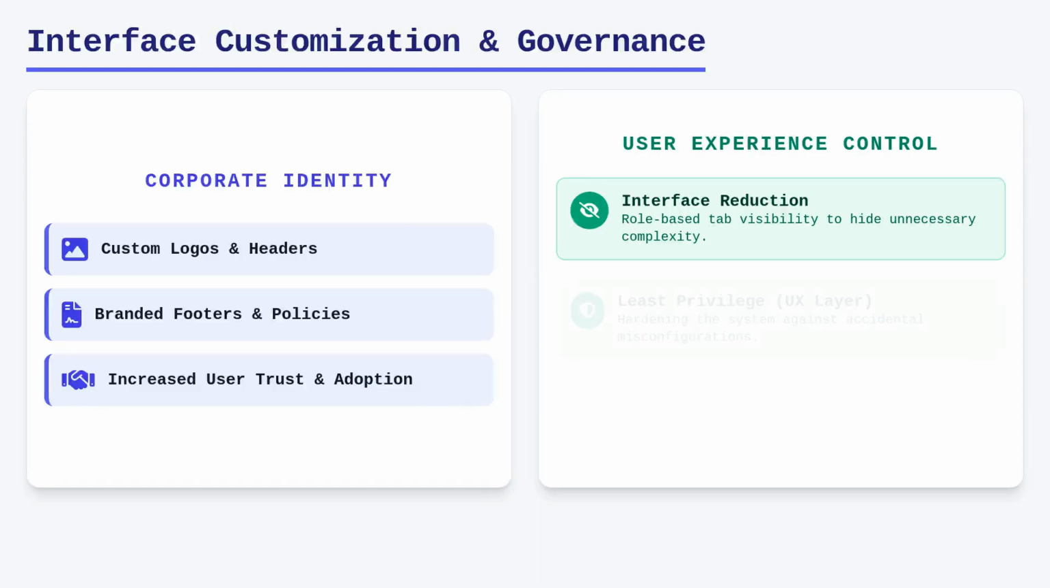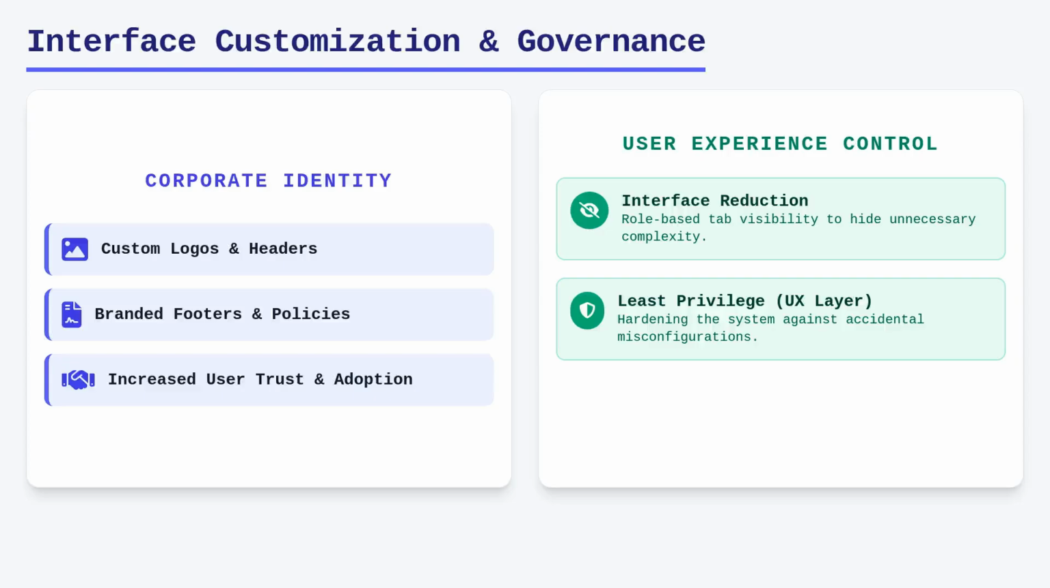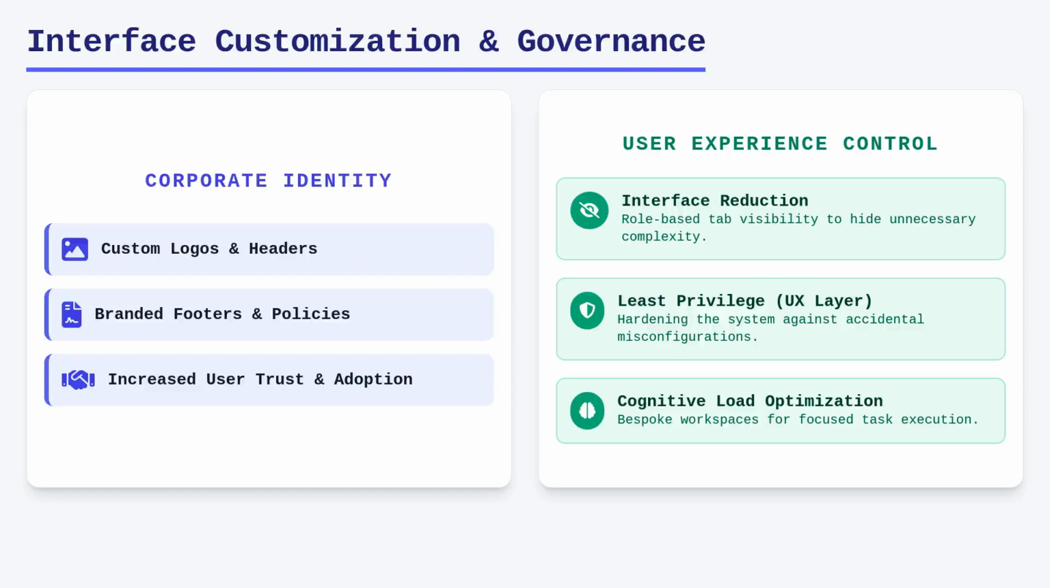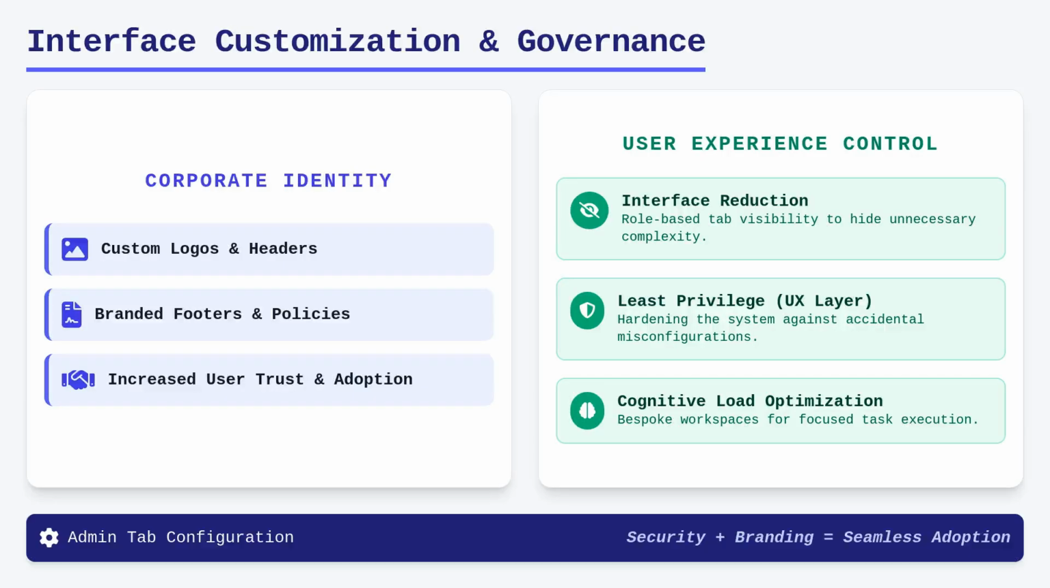Properly constraining the interface via these configuration options is an example of applying the principle of least privilege at the user experience layer. By creating bespoke workspaces, you effectively reduce the cognitive load for your team while simultaneously hardening the system against accidental misconfigurations.